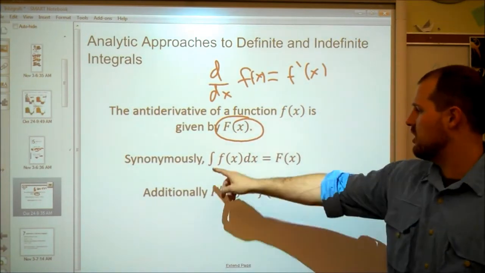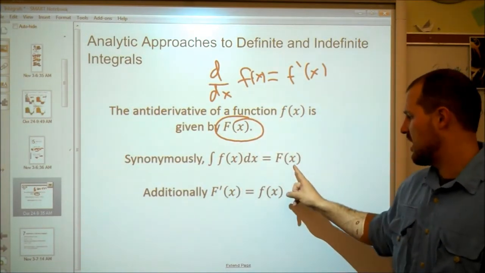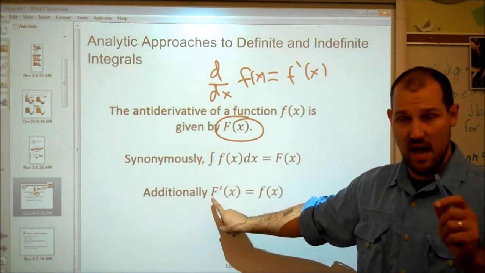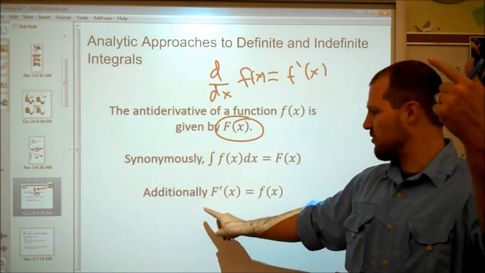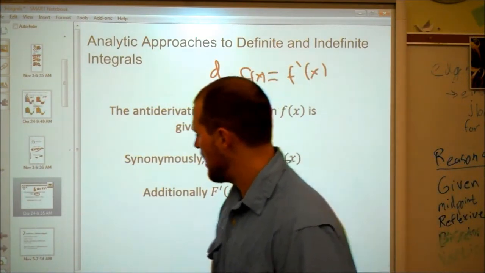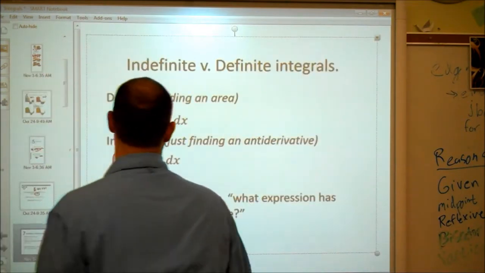And so if you integrate, you get an antiderivative. Okay? If you take a derivative of an antiderivative, look at this, that's capital F, so that says it's the antiderivative, and I'm derivatizing it, then I get back the original function. Okay? So with that, let's get into a little bit more specifics and a little more vocab.